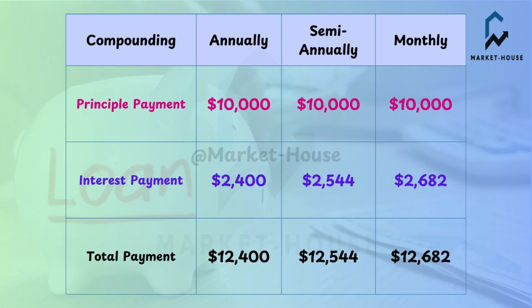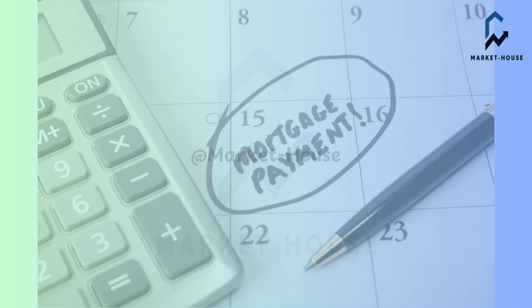The more frequently interest is compounded, the more you'll end up paying. In our example, annual compounding adds $2,400 in interest, semi-annual adds $2,544, and monthly compounding adds $2,682. See how the more frequently the interest compounds, the more you end up paying? And remember, with mortgages, you also have monthly payments, which influence how much interest you'll pay overall.